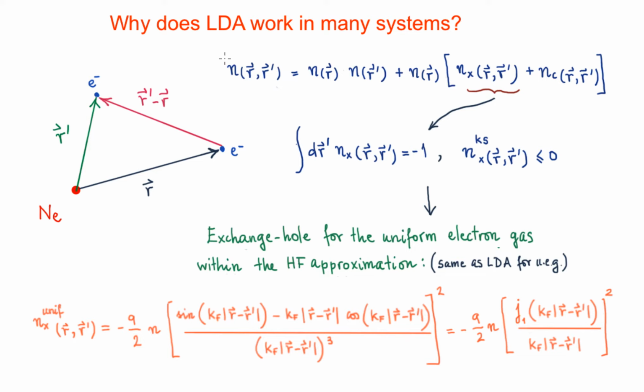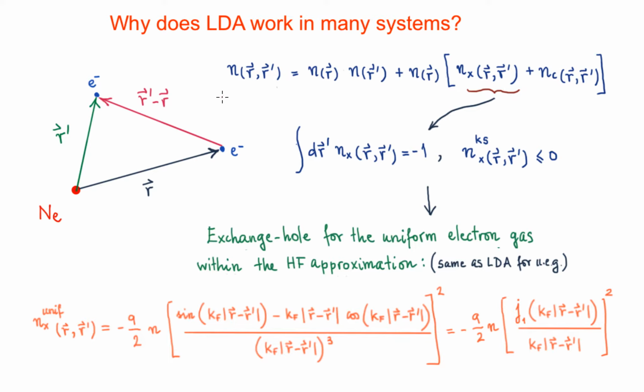The simplest approximation you can make for the exchange and correlation hole is the local density approximation. But even though it's quite simple, it has been seen that it actually works in many systems. So why is that? Here we're going to describe the more important feature that makes LDA work in such different systems, and that's going to be based on the characteristics of the exchange hole.